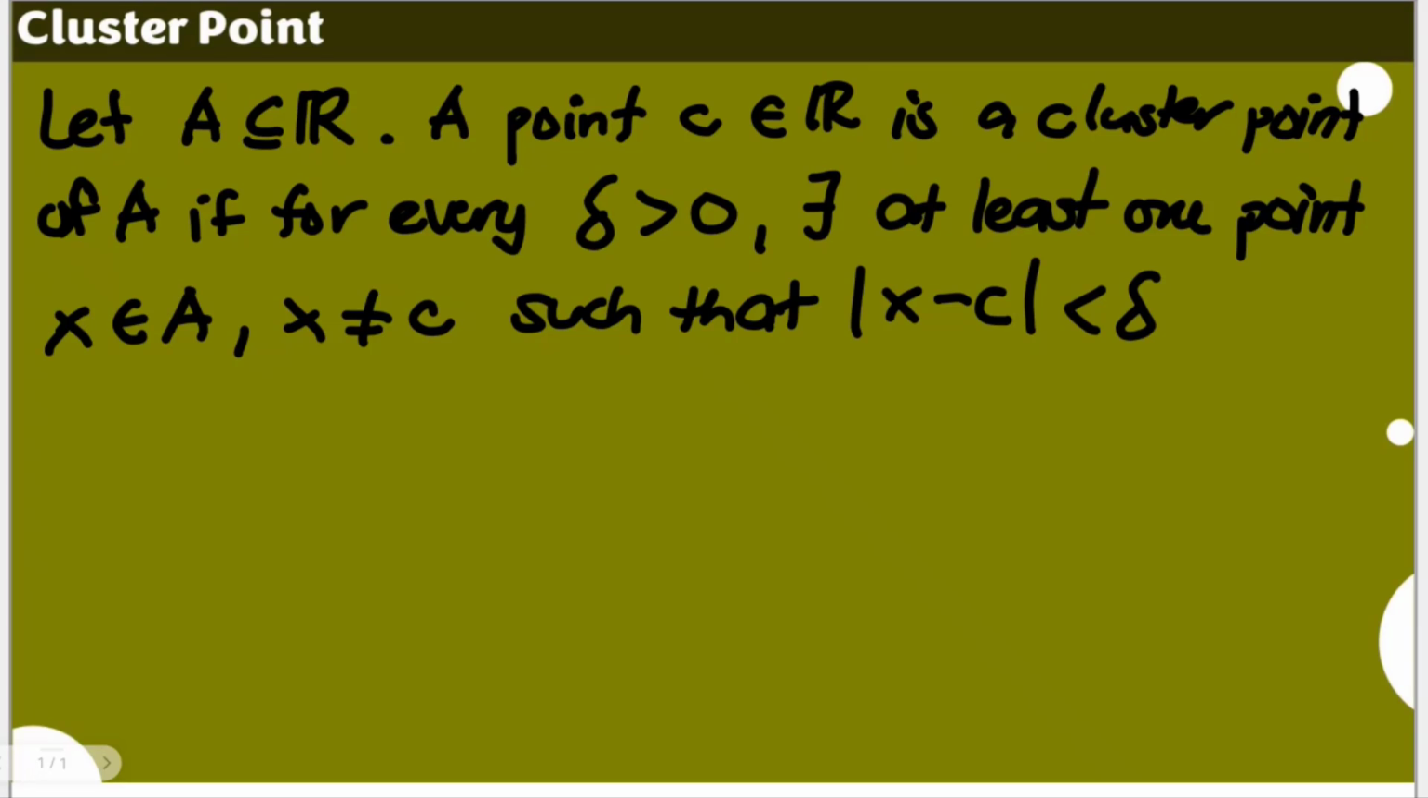This means that the point C is a cluster point of set A if every delta neighborhood of C contains at least one point of A.